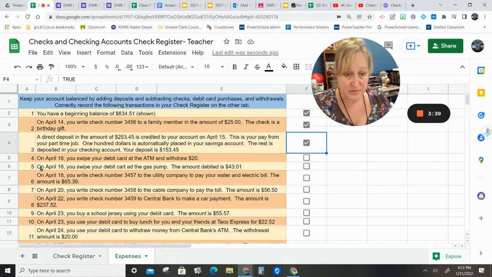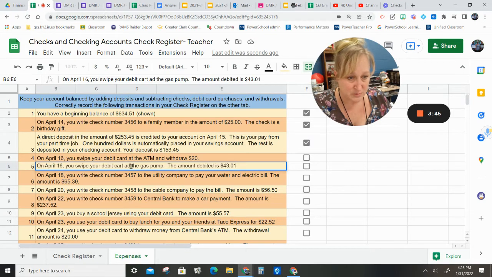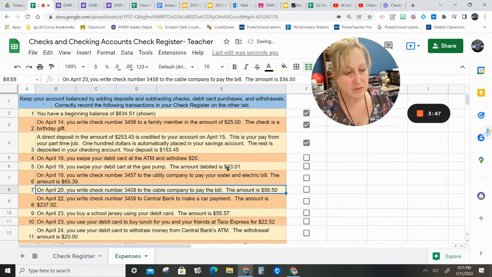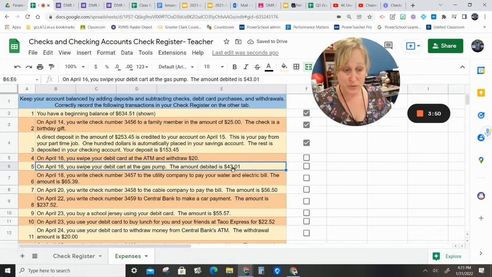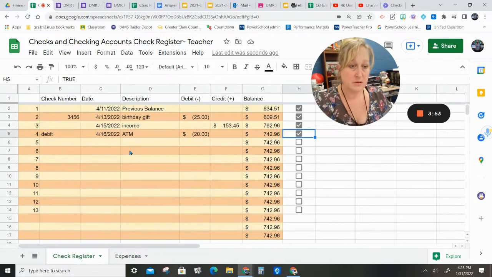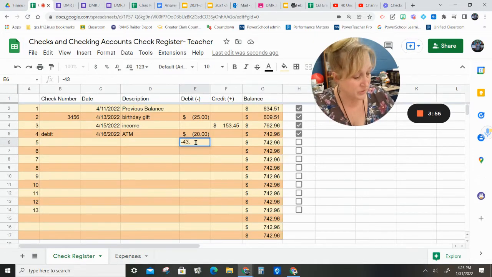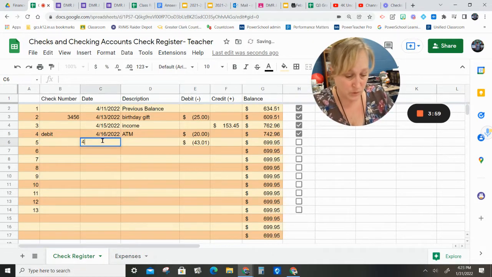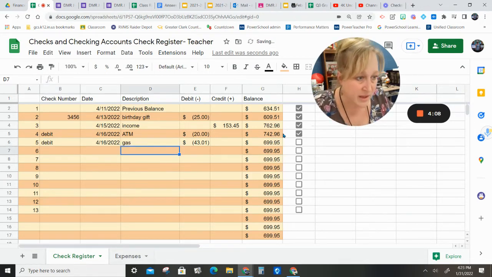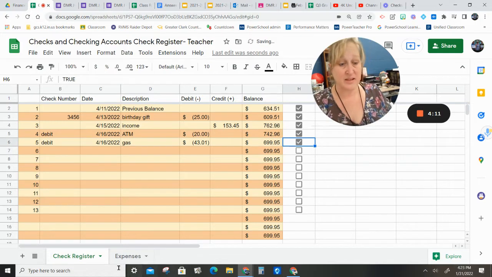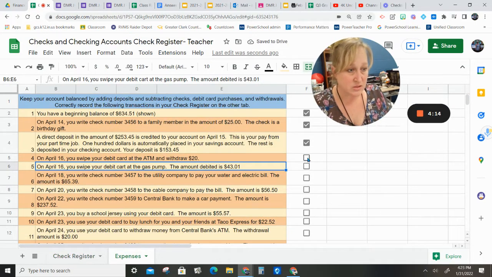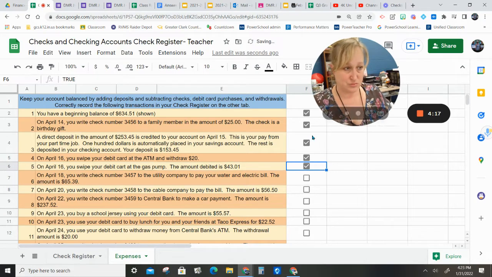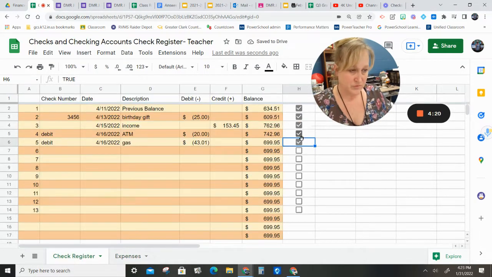We're going to do number five. On April 16th, you swipe your debit card at the gas pump. I wish I could spell on these things, guys. The amount debited is $43.01. So that is a negative $43.01 on the 16th. So negative $43.01 on 4/16. It was a debit, and it was for gas. Now again, do you see my money went down? I'm going to put a check saying I did it, and a check saying I did these two too. 1, 2, 3, 4, 5.